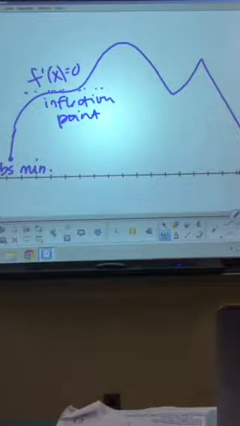So the mathematical definition of the inflection point is going to be that it's where the first derivative is equal to 0, but the second derivative does not have a sign change. So we're going to be able to solve for that without just looking at it. We're going to be able to solve for it mathematically.